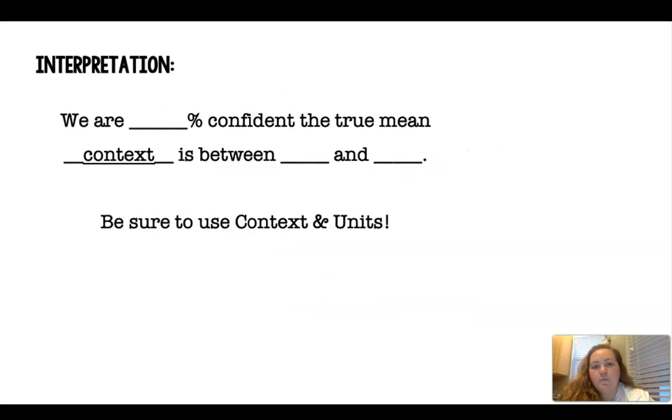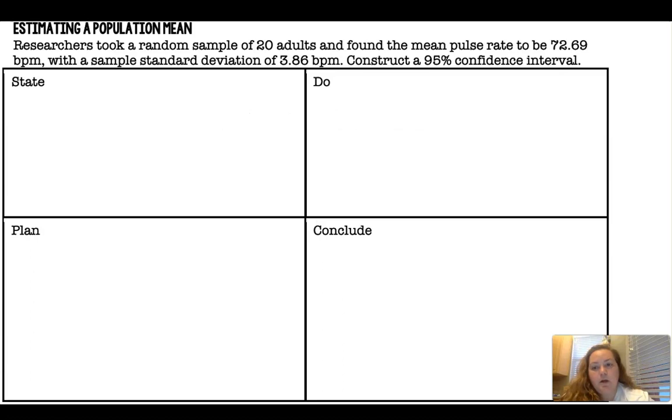For the interpretation of our confidence interval, we would say we are whatever percent confident the true mean, in context of the problem, is between blank and blank. You want to make sure that you use the units and the context of the problem.